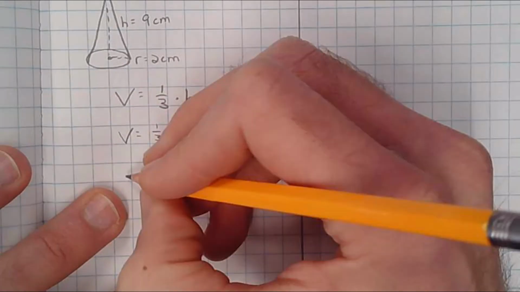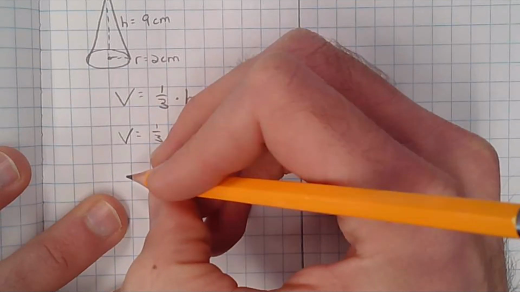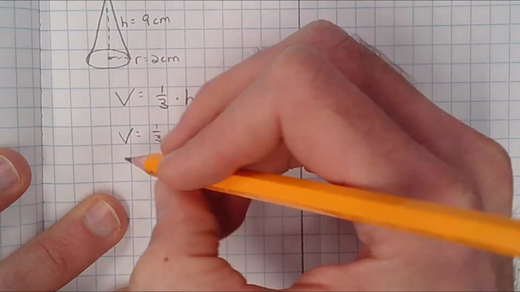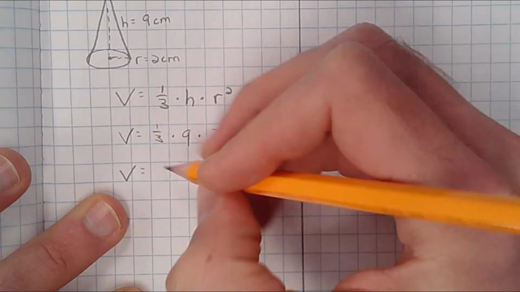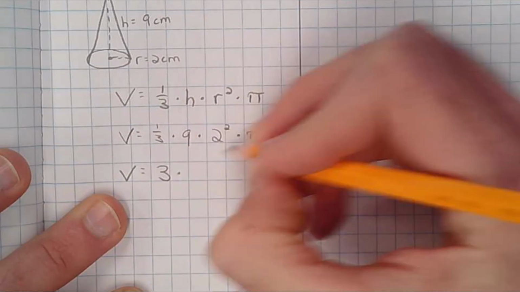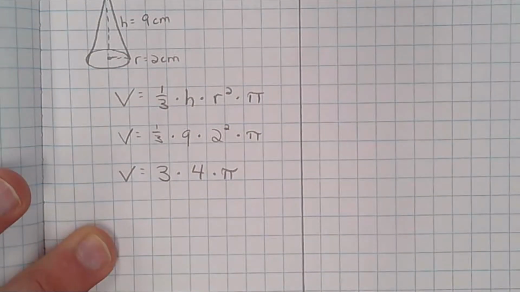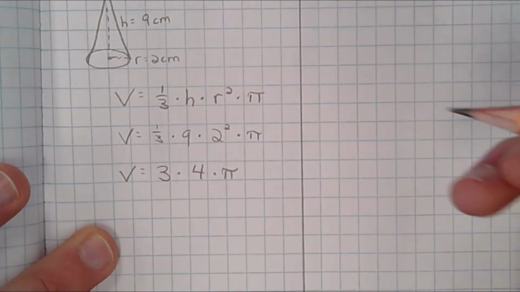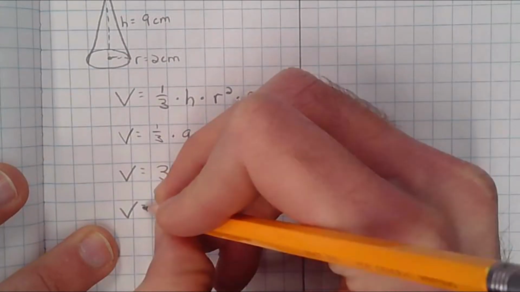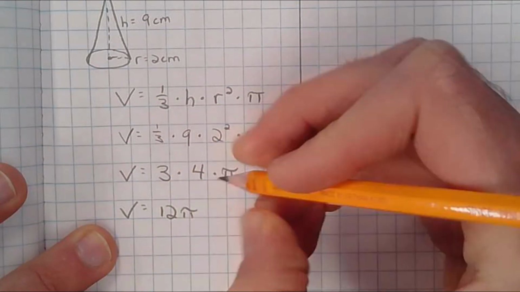So I'm going to start solving now. I'm in step 3. I substituted numbers for r and h. So we get v equals 1/3 times 9, which is 3, times 2 to the second power, which is 4, times pi. 3 times 4 times pi is just 12 pi, so our volume is 12 pi cubic centimeters.